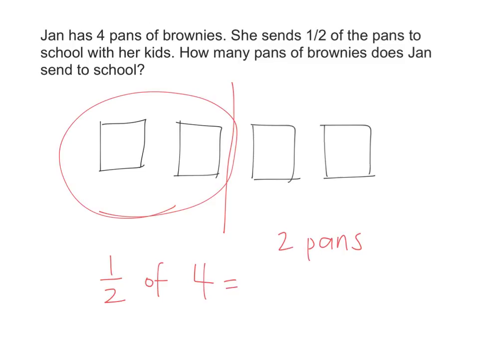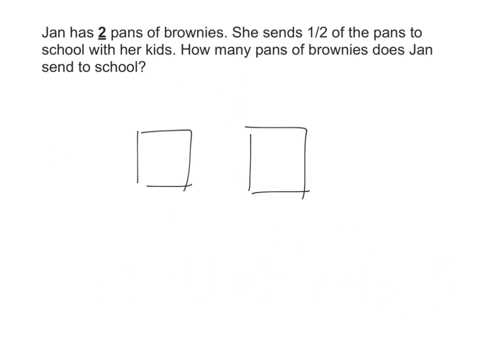So what we did here was we did 1/2 of how many pans? 4. And we know that's equal to 1/2 times 4, right? Because of is the same as multiplication, which is equal to 4 over 2, right? Which is equal to 2 pans. Very good. Okay, so you might want to write down just the math: 1/2 of 4 equals 1/2 times 4 equals 4 over 2 equals 2.